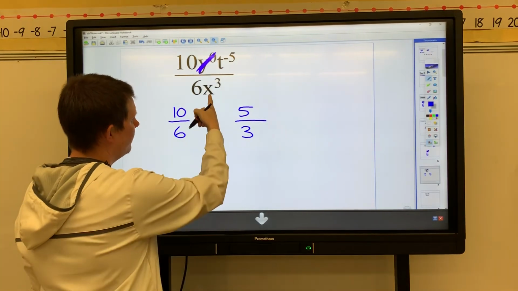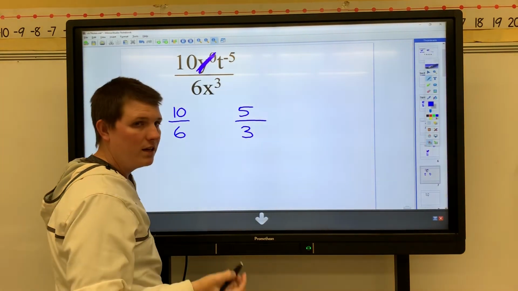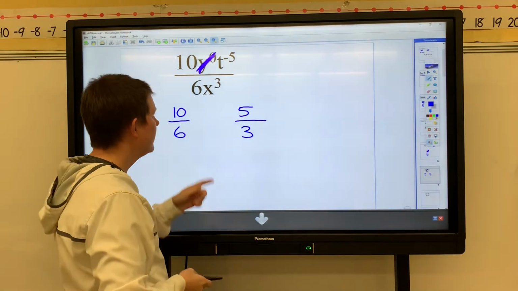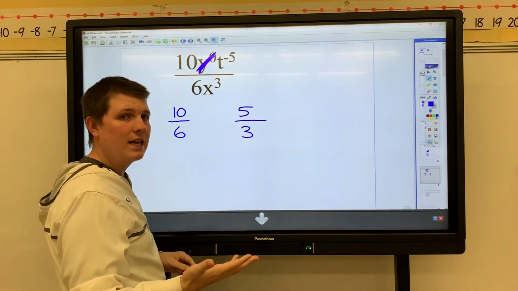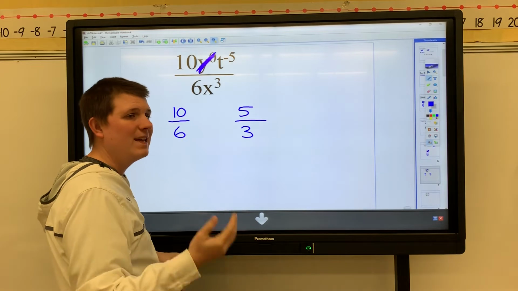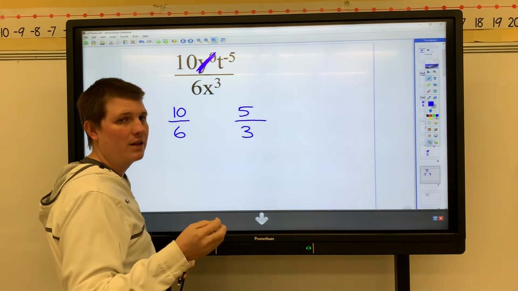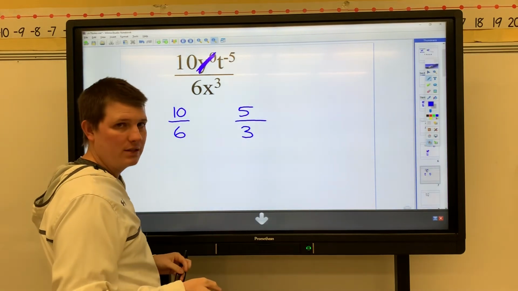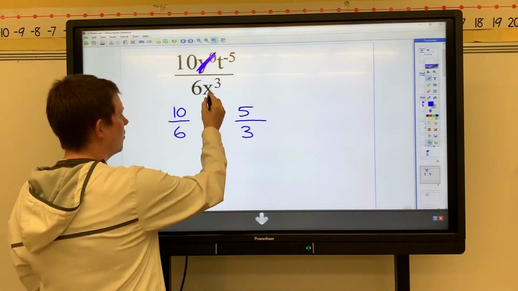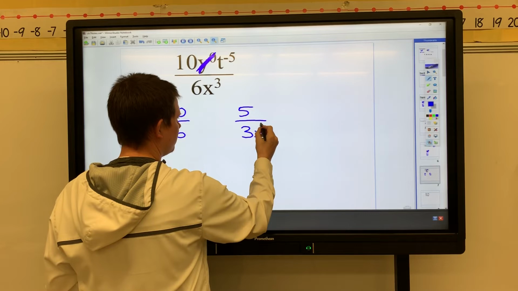I have x to the third. Do I have any other x to the thirds? No. Is it negative? No. If it's negative, I have to move it. I cannot have any negative exponents in my answer. We talked about that earlier. No negative exponents in your answer. So x to the third can stay there.